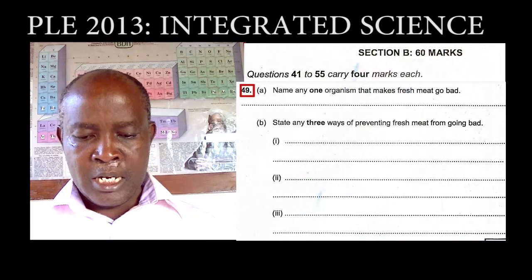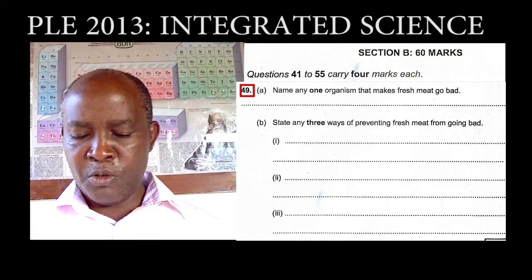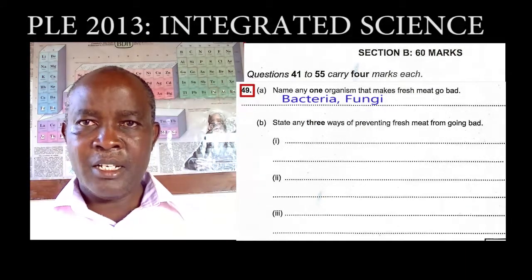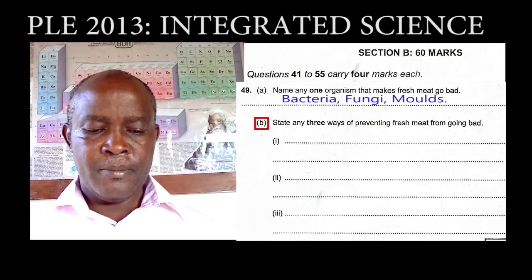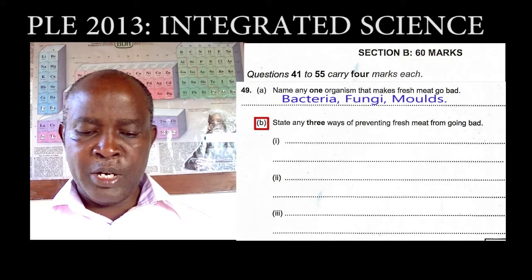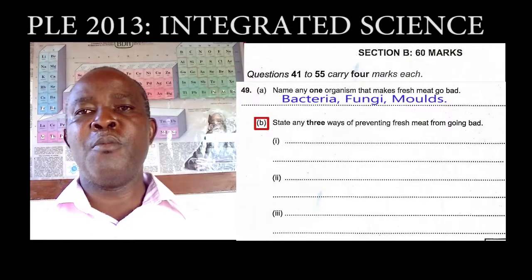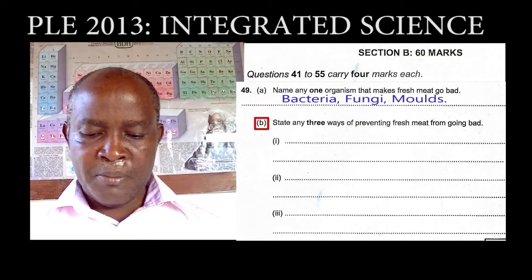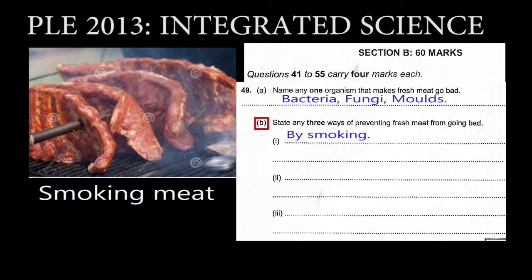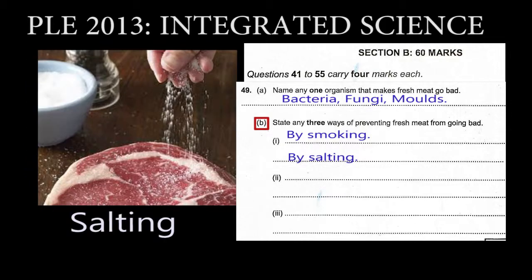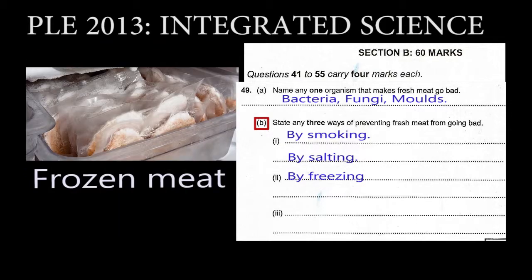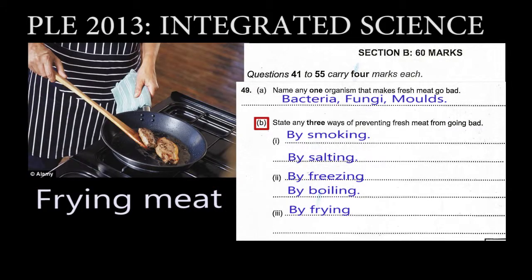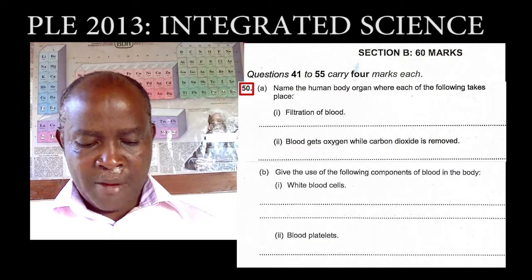Number 49. Name any one organism that can make fresh meat go bad. It can be bacteria, fungi, or mollusks. B. State any 3 ways of preventing fresh meat from going bad. You may smoke it, you may salt it, freeze it, boil or cook the meat, frying the meat.